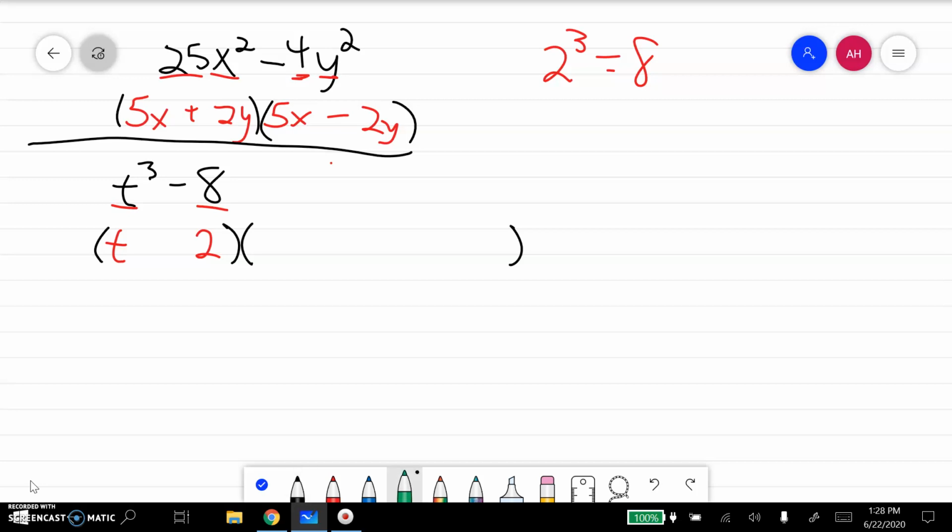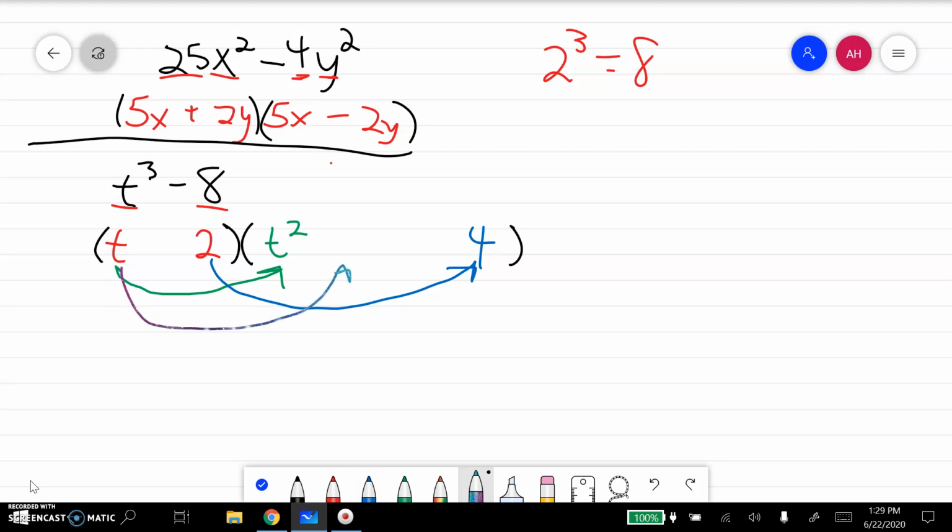So then what we do is you take the first term here in the parentheses and square it. T squared is just t squared. Then we take the last term, 2, square it, so 2 squared is 4. And then to get the middle term, we take both of these and multiply them together. So t times 2 is 2t. Okay. Then you go back and put in the signs.